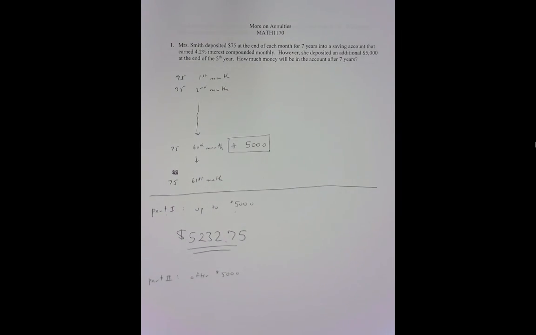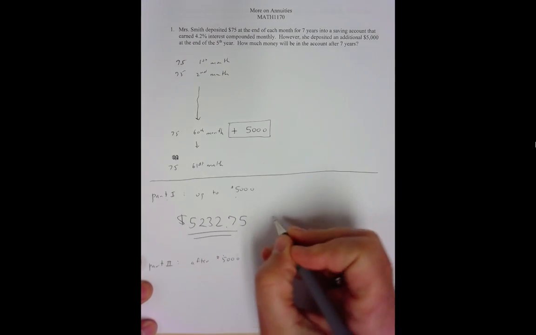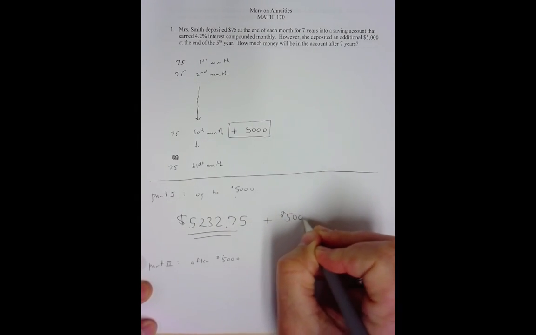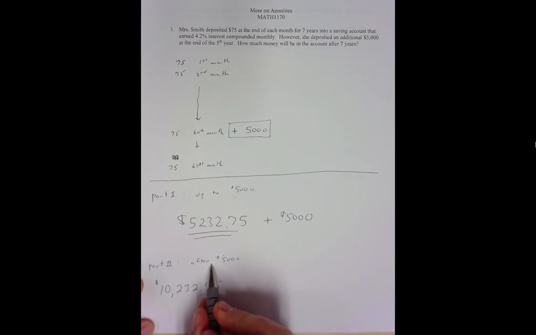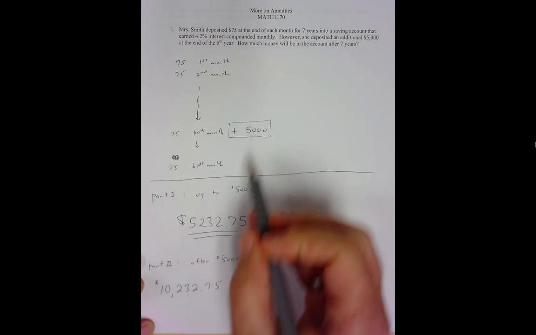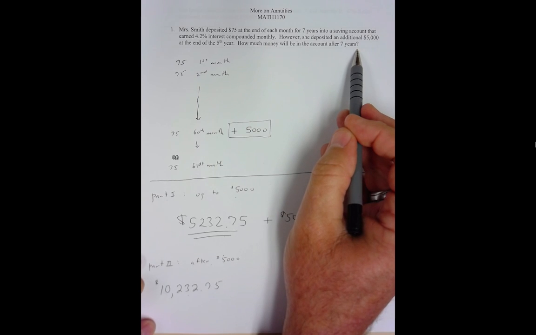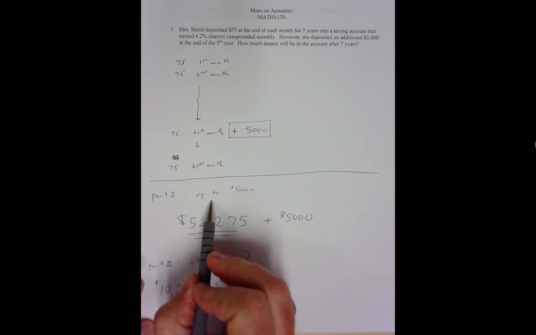That is what they have up to the $5,000 investment. Now they're going to add $5,000 to that to get $10,232.75 as the beginning balance for part 2. So this happened right up here for 5 years. We want to see what happens after the entire 7. So that tells me I've got 2 more years to add on to this at $75 a month.